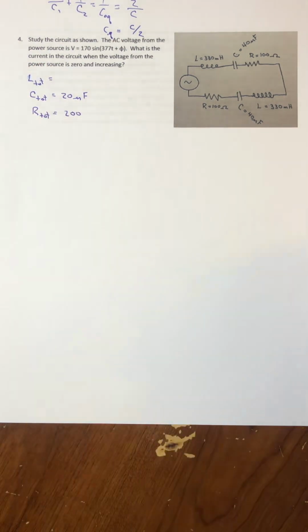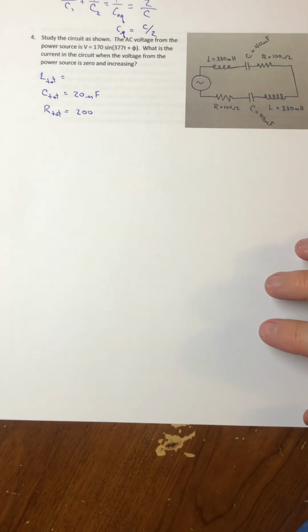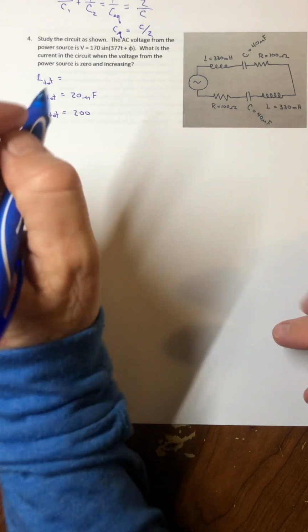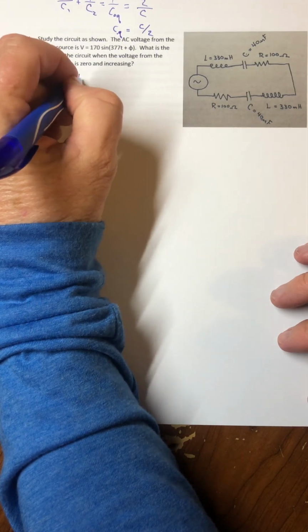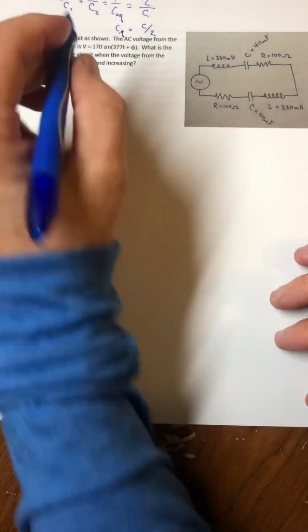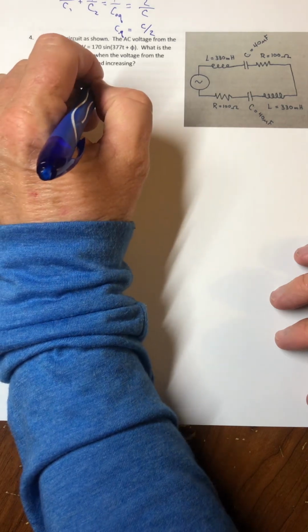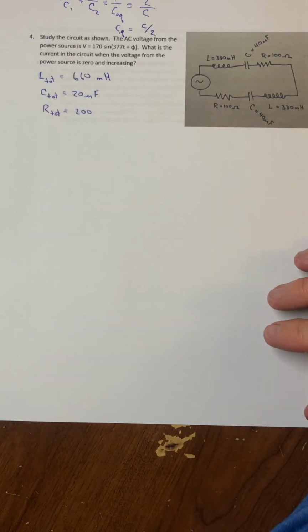The equivalent of the two is 20 microfarads. And then inductors, we learned, behave like resistors in that you just add. So I will just add 330 to 330 and get 660 millihenries.